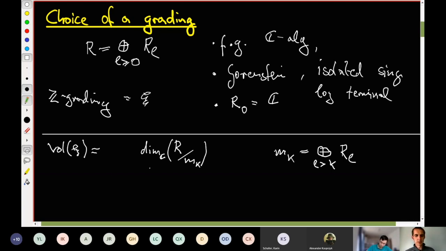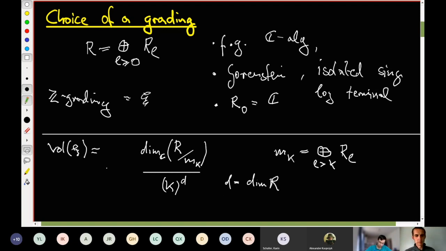So what we are really interested in is the asymptotic growth of these dimensions. In fact, the dimensions grow like a polynomial of degree d in k. And I want to see how the dimensions increase compared to k to the d. So I'm looking for the leading coefficient of this polynomial, where d is just the Krull dimension of our ring.